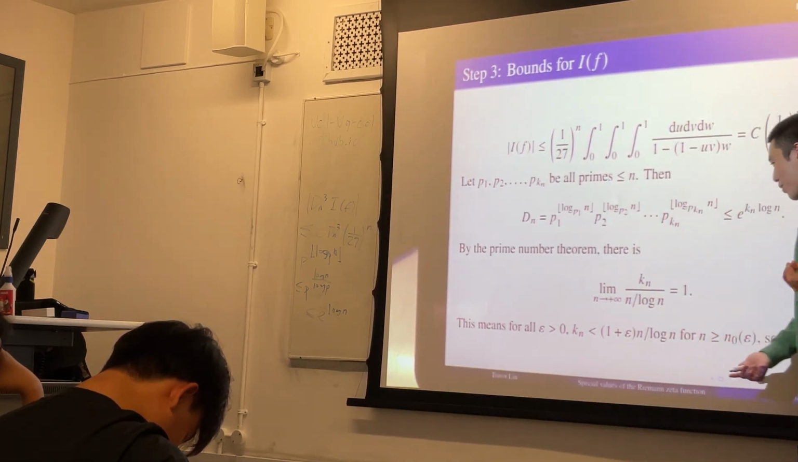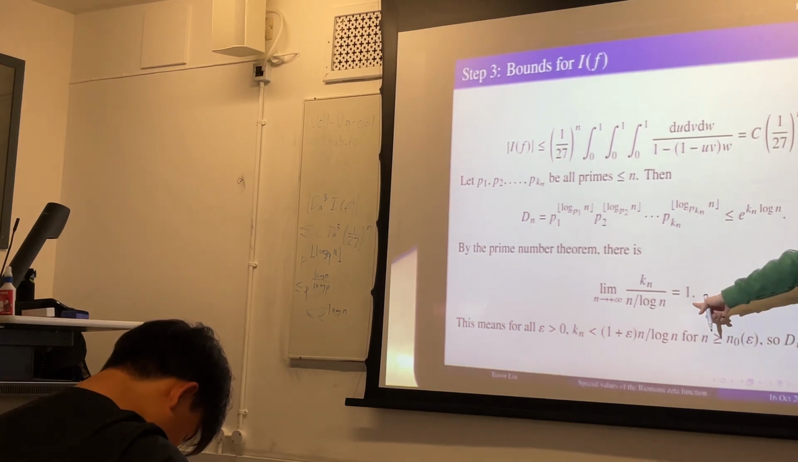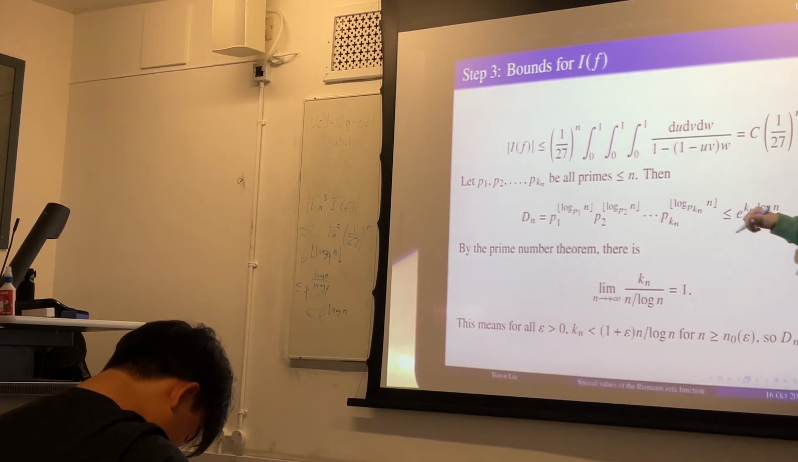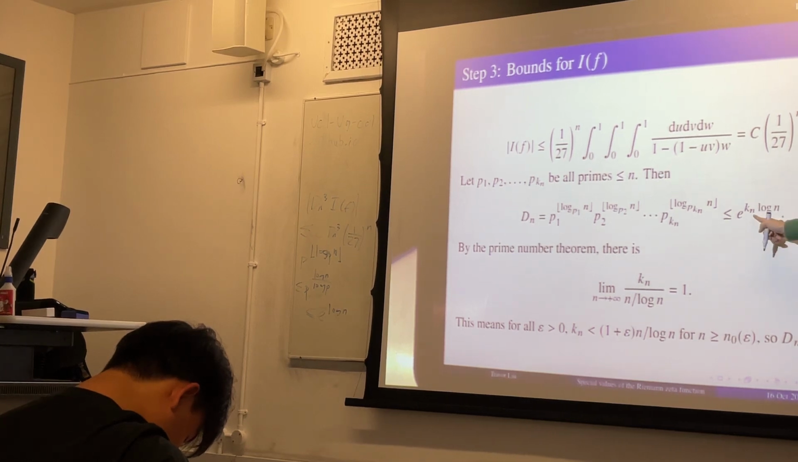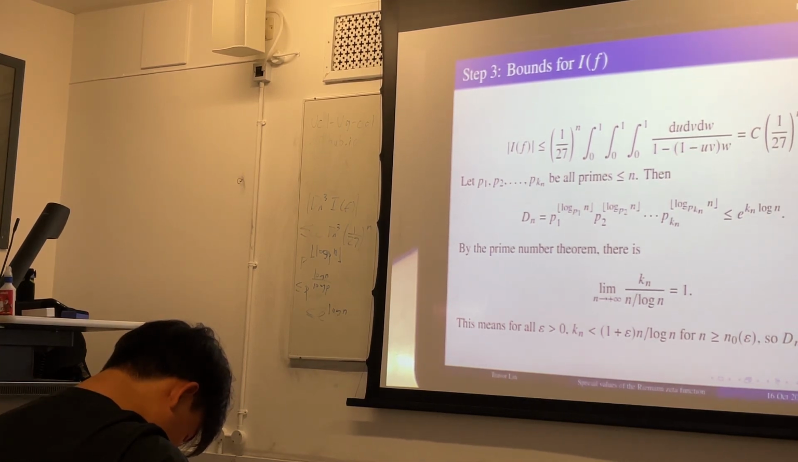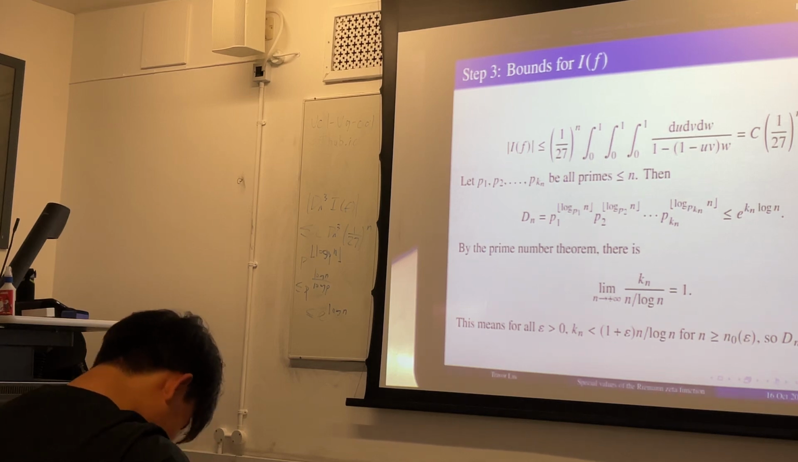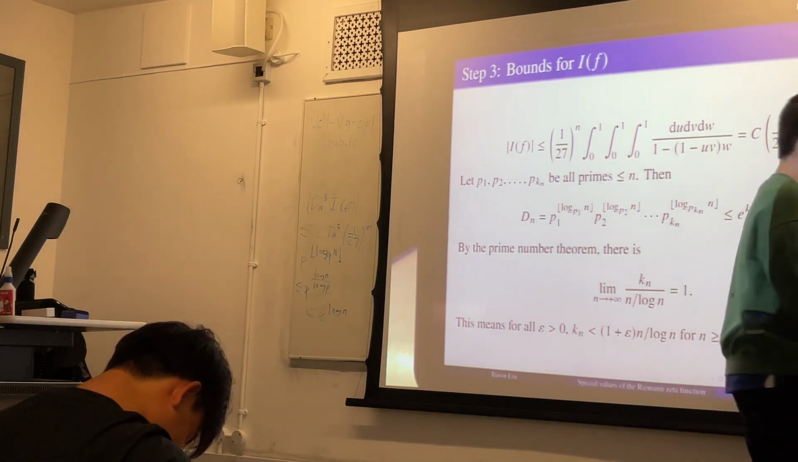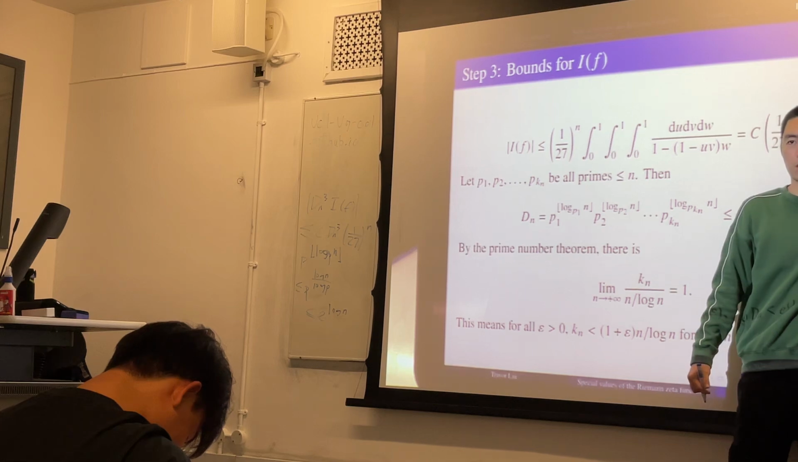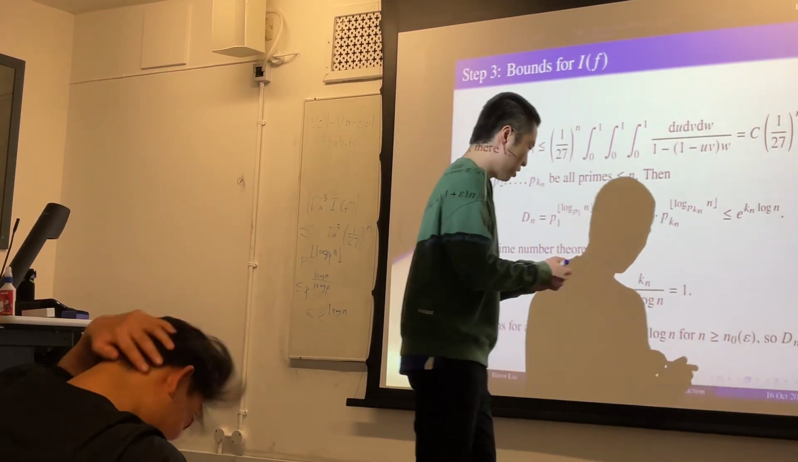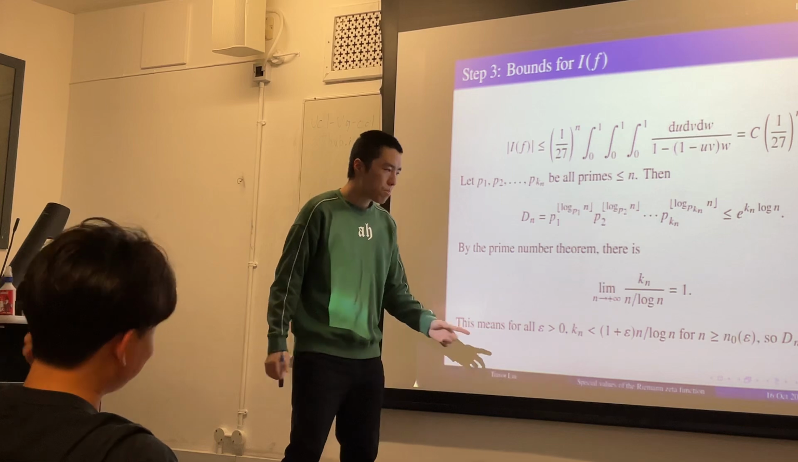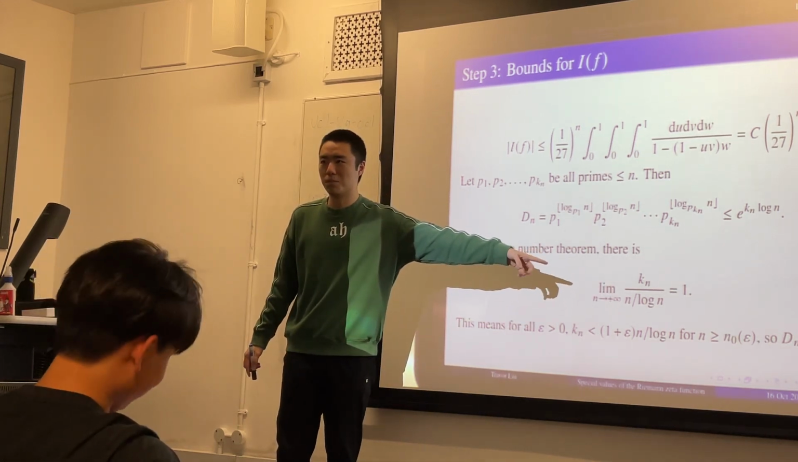And there's this tricky thing called the prime number theorem. It shows that this kn is of order n over log of n. So this means that kn times log of n is going to be less than 1 plus epsilon times n when n is sufficiently large. So we are going to use this inequality, that kn times log of n is less than 1 plus epsilon times n when n is large. So this means that dn is less than e to the 1 plus epsilon times n.